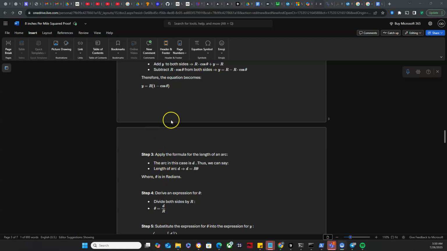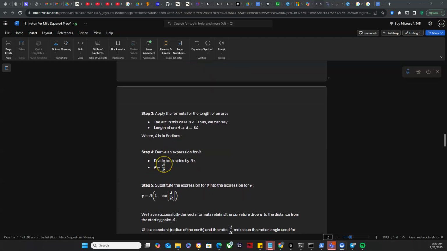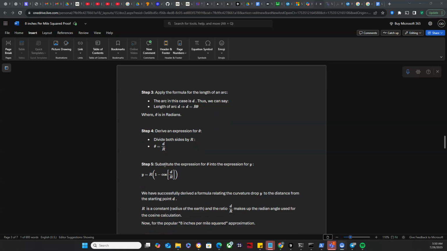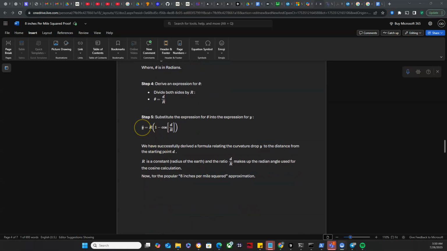And at the same time, we also want our curvature drop to be in terms of the distance covered, the distance along the surface of the earth covered, so that we can have the relationship I spoke about at the beginning, which is a relationship between y and d. Perfect. So this is the formula. This is the exact formula that would help us calculate at any point in time the curvature drop given the distance away from the observer, or given distance away from a particular point on the earth.